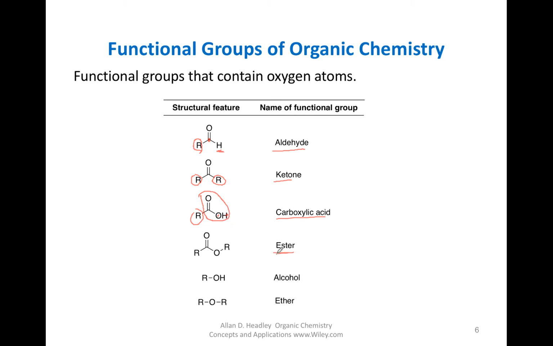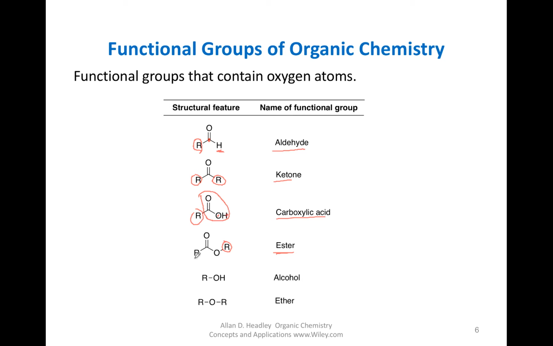Here's an ester. An ester here is a functional group that has the same feature, but here the oxygen is bonded to an R group and not a hydrogen as in the carboxylic acid. So notice the difference. There are subtle differences between these functional groups, and you'll have to recognize these functional groups to name them, number one, and number two, to carry out reactions on molecules that contain these functional groups.